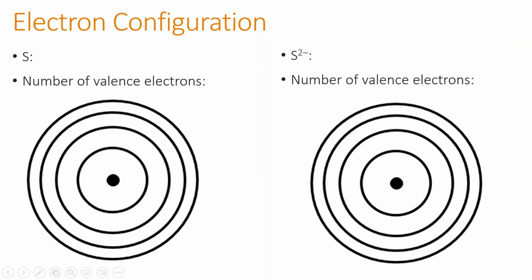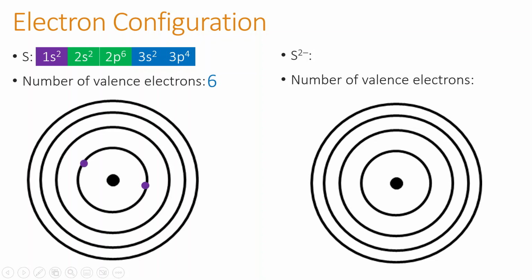All right, let's think about sulfur and sulfur minus 2. So go ahead and pause the video and write the electron configuration for sulfur. So sulfur has a total of 16 electrons. So 1s2, we've got 2 in the first energy level, 8 in the second, and then 6 in the third. So our highest energy level is energy level 3, and that has a total of 2 plus 4. That makes 6 valence electrons.